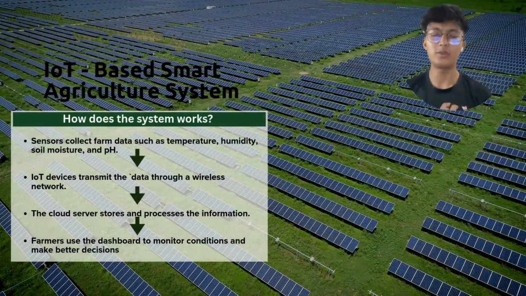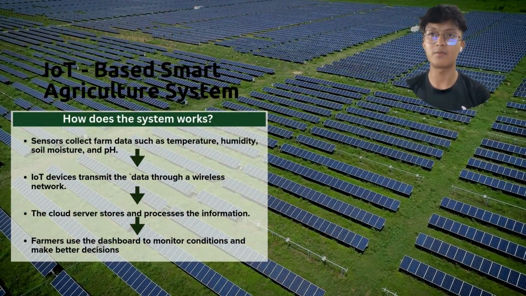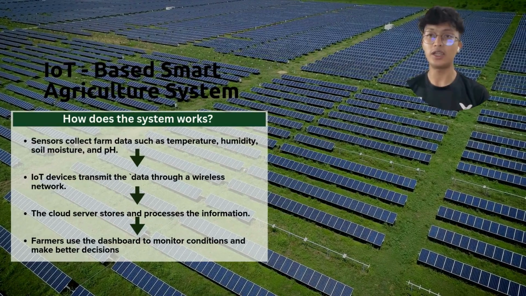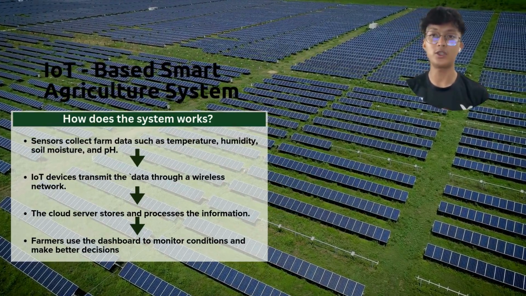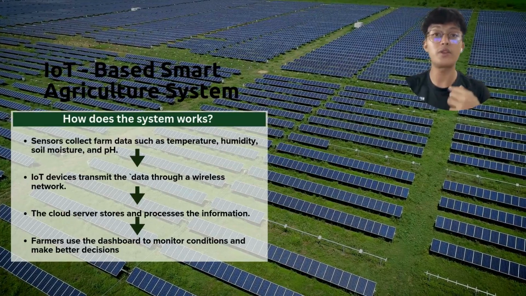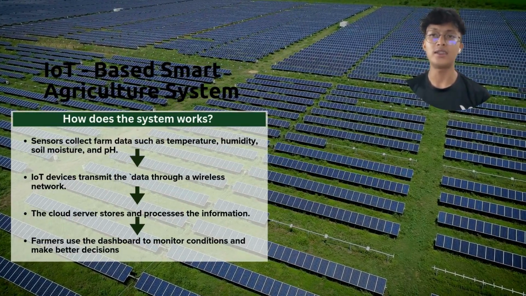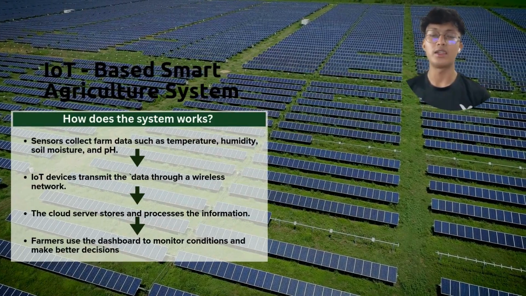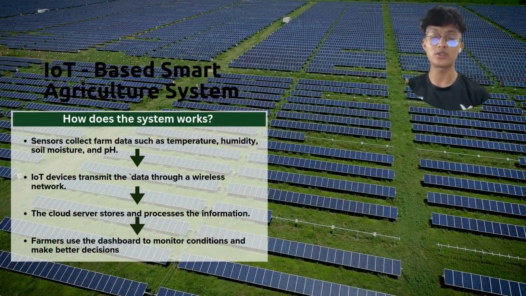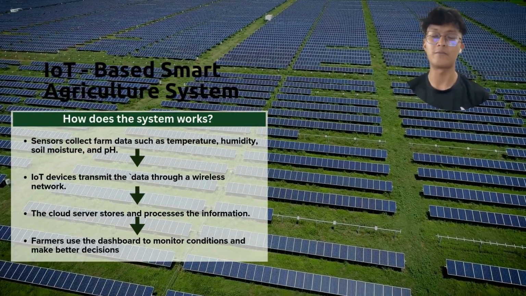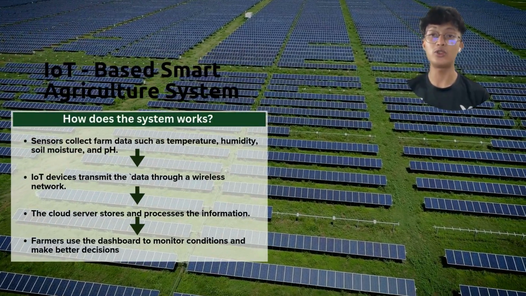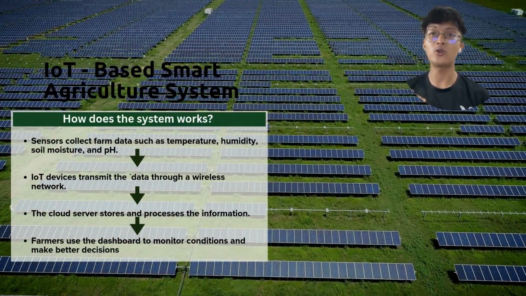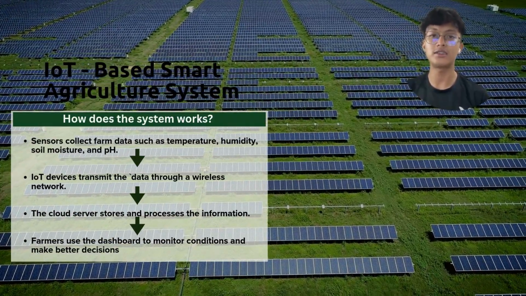Now I'll be explaining about the IoT-based smart agriculture system. First of all, the sensor will collect the farm data such as temperature, humidity, soil moisture, and also the pH value. Then the IoT device will transmit the data through a wireless network. The cloud server receives it, stores it and processes the information. Lastly, the farmer will use the dashboard to monitor the conditions and make better decisions on how they want to produce in their agriculture system.